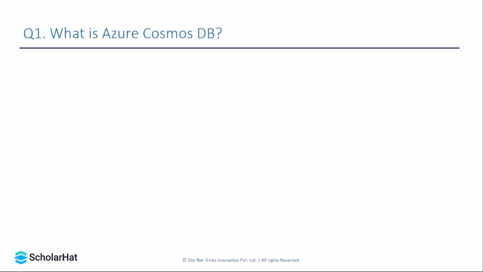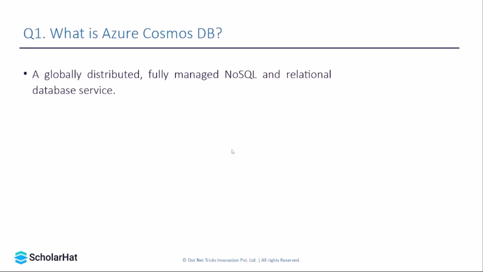So what is an Azure Cosmos DB? This can be asked in an interview in a different way as well, like explain the functionality of a Cosmos DB. Azure Cosmos DB is a globally distributed, fully managed, NoSQL and relational data service. Please pay attention over here. We are saying it's both NoSQL and relational database service.